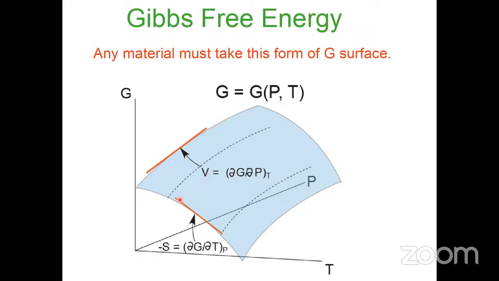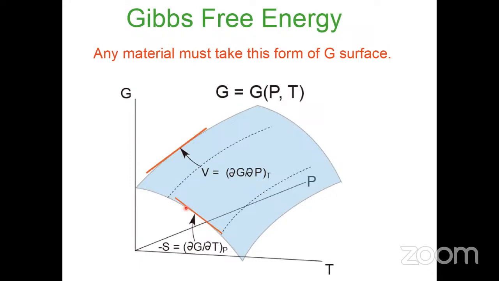And you can do the same exercise with temperature. The slope gives you minus entropy. So the slope represents the magnitude of entropy. At low temperature, the slope is smaller. And with increasing temperature, the slope is getting larger and larger. So the entropy is getting larger with increasing temperature.